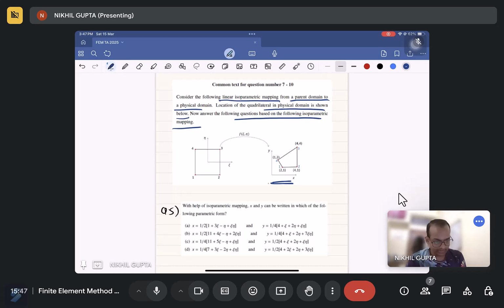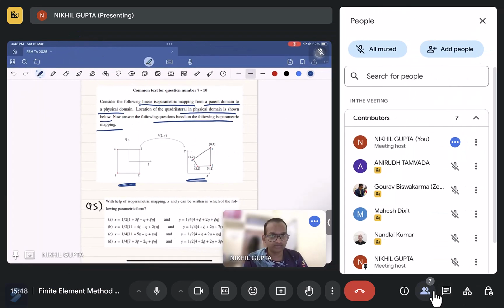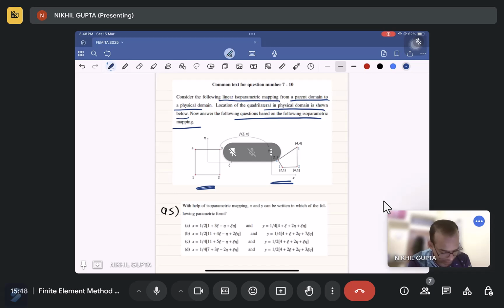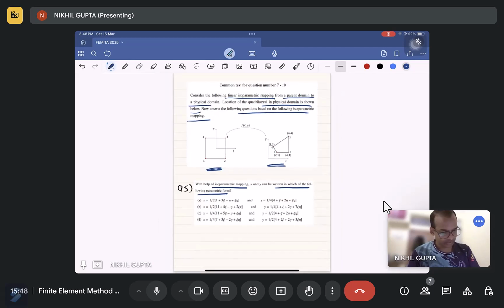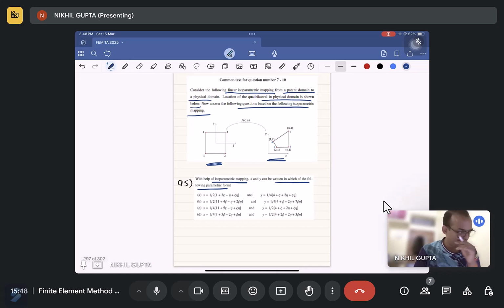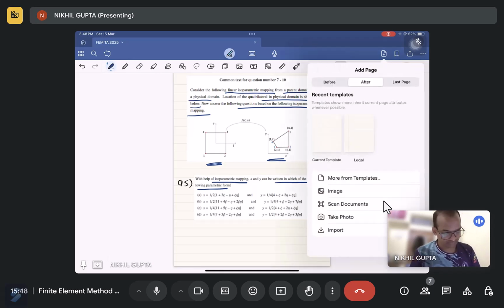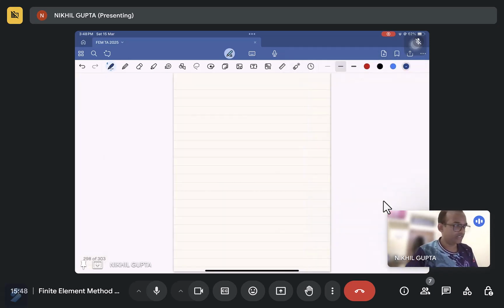So this is the original domain. This is the isoparametric formulation, and with the help of isoparametric mapping, x and y can be written in the following parametric form. So we have to give the function with which this mapping is being done. For that, we have to find the shape functions of this. Let's start doing that.